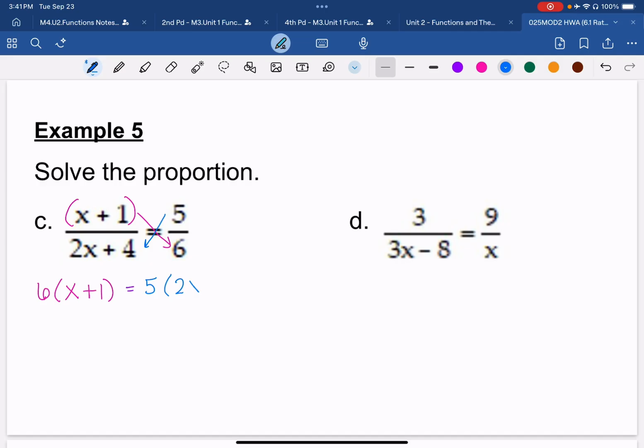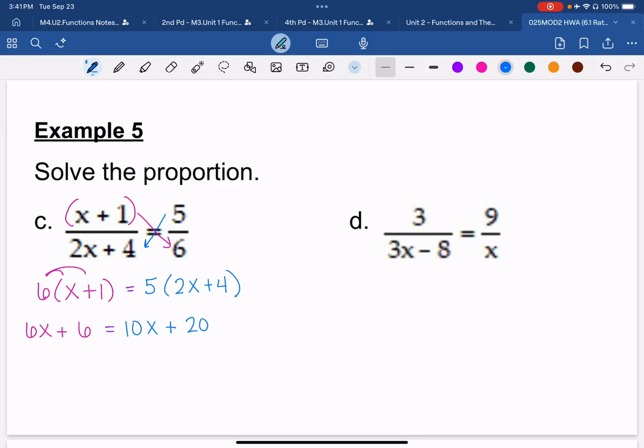That means we have to do some distributing because you've got to make sure that each piece gets multiplied. So 6 is going to get distributed through here. So 6x plus 6 equals 10x plus 20.